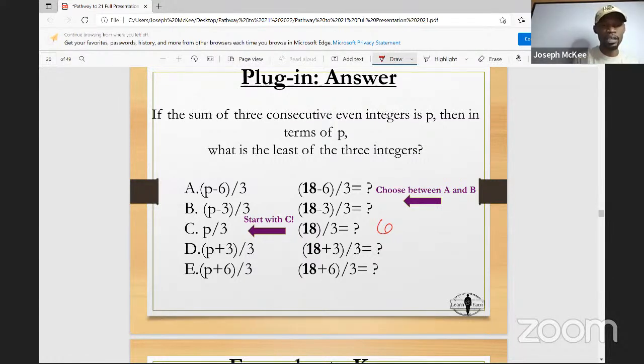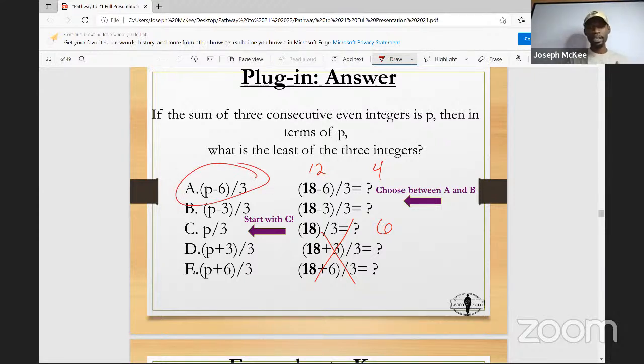So that means we can get rid of D and E as well because they are going to yield something that's greater. Now all we have to do is pick between A and B. 18 minus 6 is 12. 12 divided by 3 is equal to 4. So our answer is going to be A.